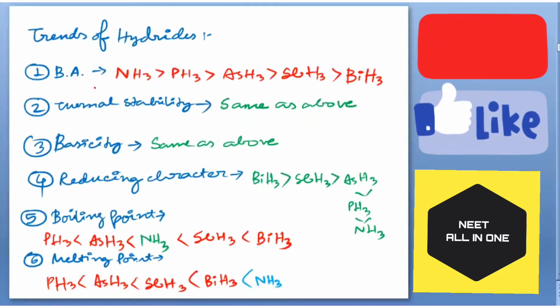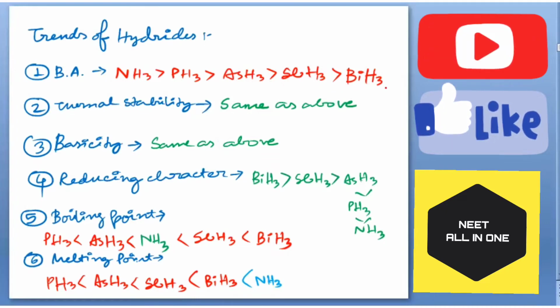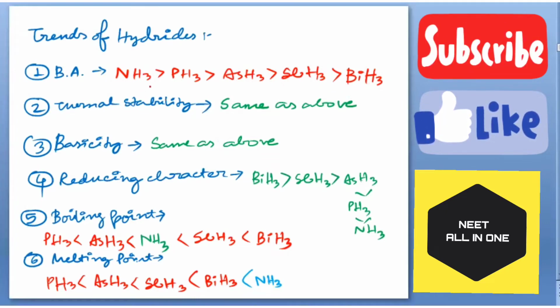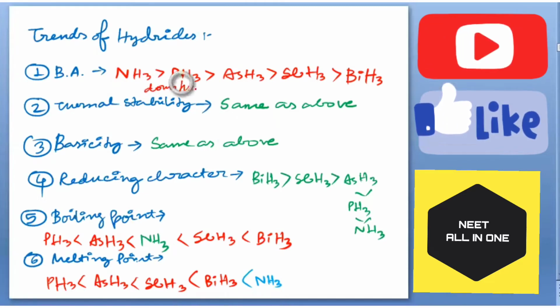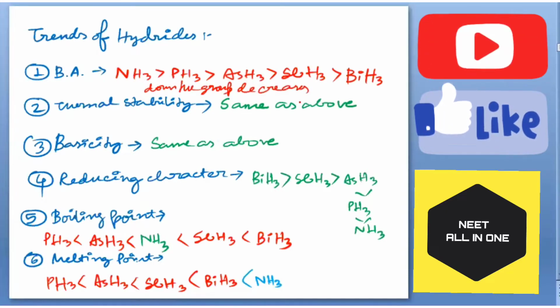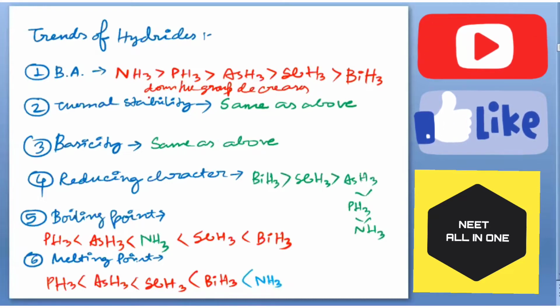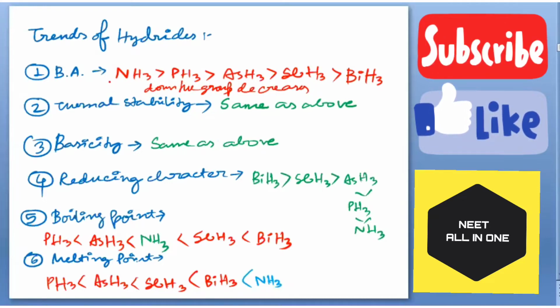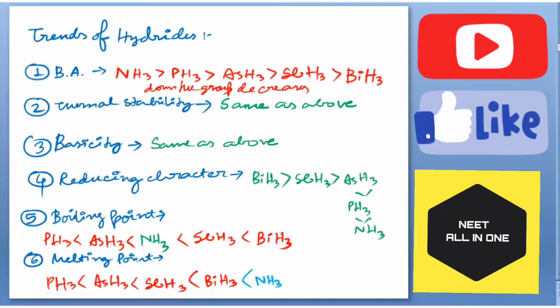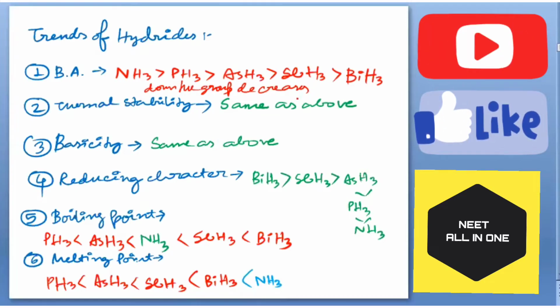So bond angle is NH3 greater than PH3, greater than AsH3, greater than SbH3, greater than BiH3. That means down the group bond angle decreases, right? Now why does this bond angle decrease down the group? Because of the electronegativity of the central atom. That electronegativity of the central atom decreases down the group. That's why bond angle also decreases down the group.